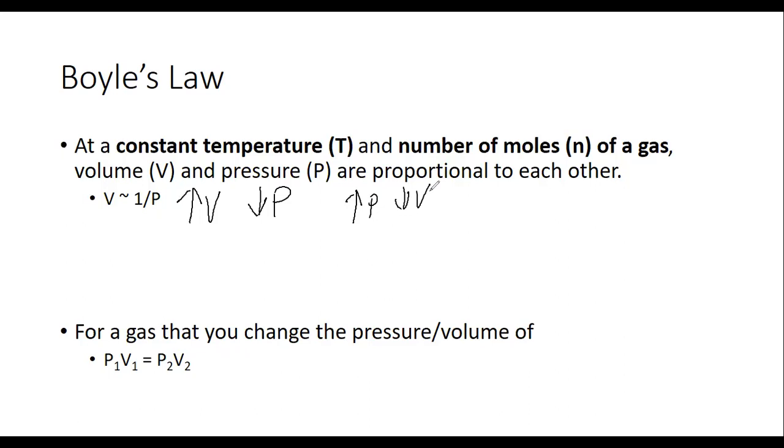And for gases that don't change temperature or amount of moles, we can calculate how pressure and volume change. And so we have this equation: pressure at state 1 multiplied by volume at state 1 equals pressure at state 2 multiplied by volume at state 2. All right, so that's Boyle's Law. Volume and pressure are inversely proportional to each other.